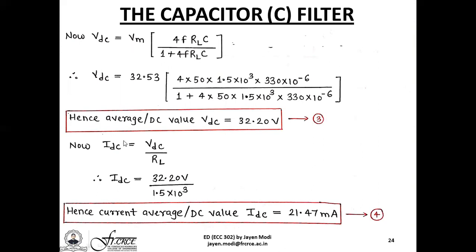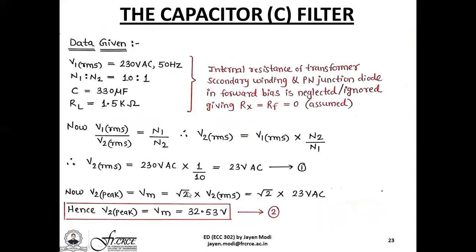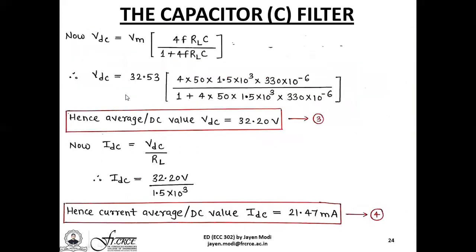By Ohm's law, the average value of the output or the DC current is given by IDC is equal to VDC upon RL, which is simply given by 32.2 upon 1.5 into 10 raised to 3. Keep in mind, the load RL was expressed in terms of kilo ohms. Kilo ohms means 1.5 into 10 raised to 3. So this gives us the average or the DC current value as IDC is equal to 21.47 milliamperes. So here we have completed the first phase. We have obtained the DC values of the output voltage or the load voltage, as well as the output current or the load current.